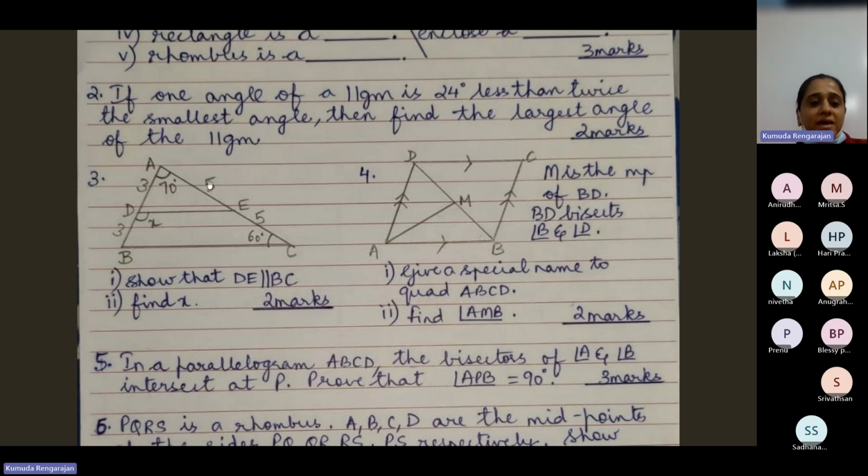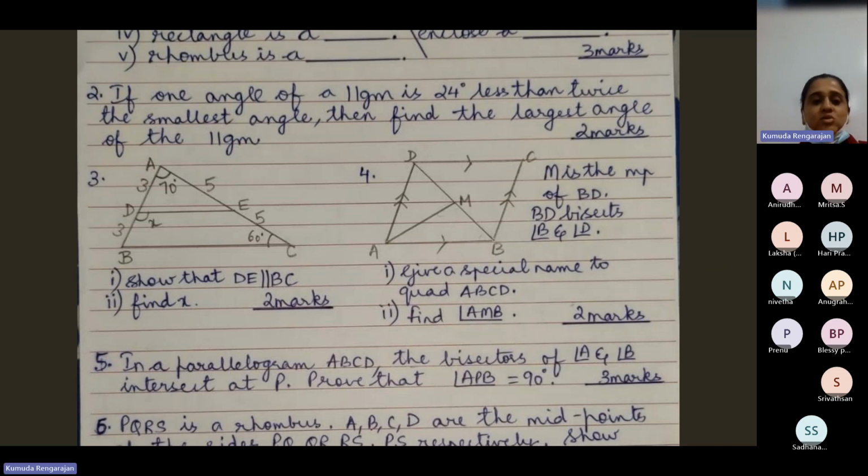So in triangle ABC, how do we use the midpoint theorem? In a triangle, you should know the midpoints of any 2 sides. Here you can see AD is 3 units, DB is also 3 units. That means D is the midpoint of AB. And on the other side, AE is 5 units, EC is 5 units. That means E is the midpoint of AC. See, AB and AC need not have the same lengths.